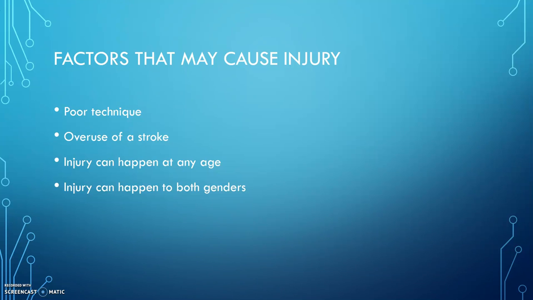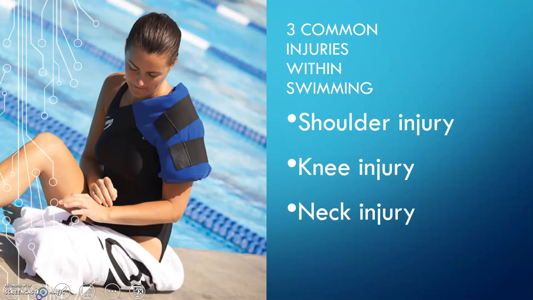Injuries can happen to both genders, just depending on what you're doing for the stroke, and if you're overusing it, that comes into play too. But both genders can have the same amount of injuries. It just depends on the workout you're doing, what you're doing, stuff like that. Three common injuries within the sport of swimming, and I've had them all: shoulder injury, knee injury, neck injury.